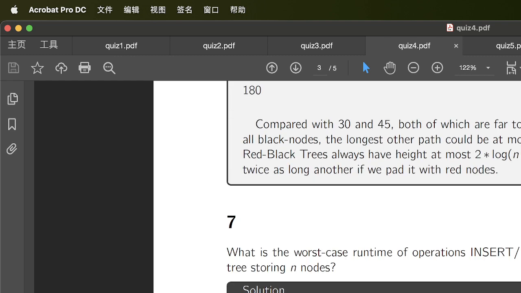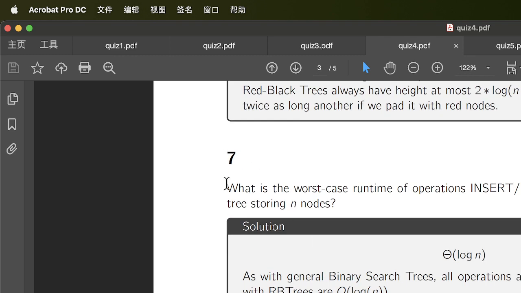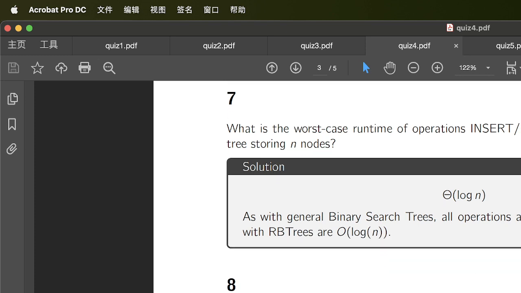It's possible, right? Okay, question 7. What is the worst case runtime of operations insert, delete, and search on a red-black tree storing n nodes? They are all theta log n. Yeah, because a red-black tree is a self-balancing tree, right? The operations would be of the order of the height. So we already know that a red-black tree has a height of O log n. So all the operations would be O of log n time.